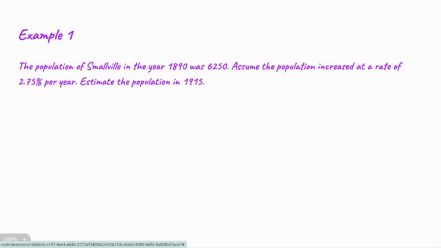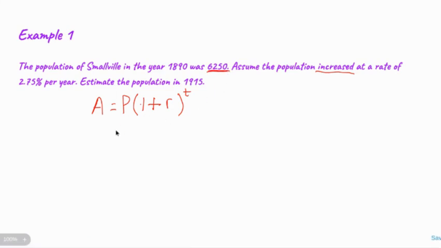So example 1, the population of Smallville in the year 1890 is 6,250. Assume the population increased at a rate of 2.75% per year. Estimate the population in 1950. So our general formula is P times, now it's an increase, so anytime we're increasing, we're adding our rate to 1. And then usually this is T, okay? So our principal, our starting value, was our population. That's another reason why it's good that it's P.